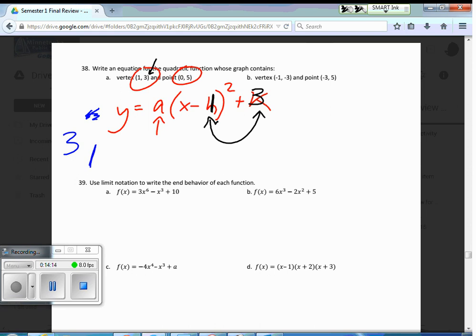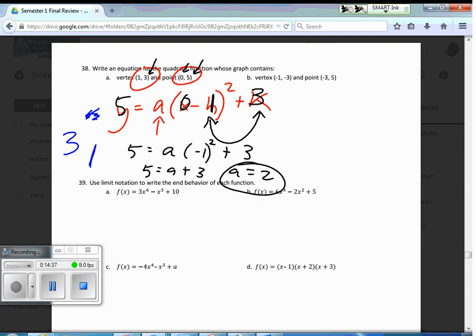So the point here of x is 0 and y is 5 goes here and here. Now it's 5 equals a times 0 minus 1, which is negative 1, squared, plus 3. Negative 1 squared is, of course, 1, and 1a is just a, so 5 equals a plus 3. So a must equal 2. Have I solved it? No. I found a. Now I go back and rewrite this puppy.